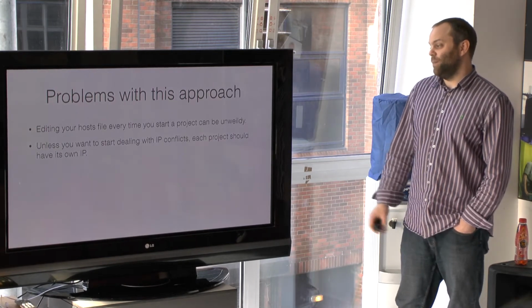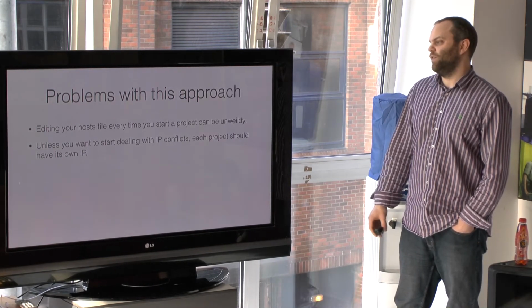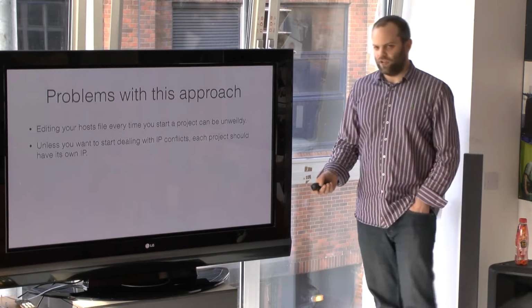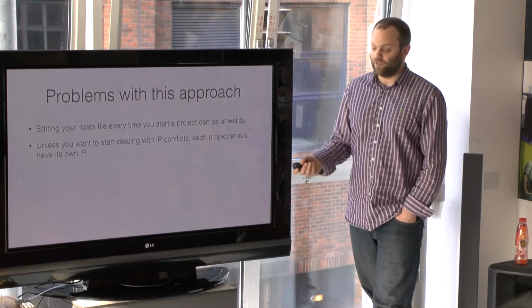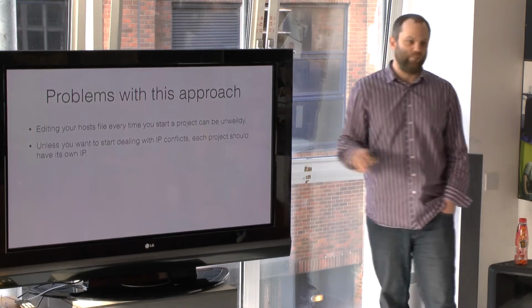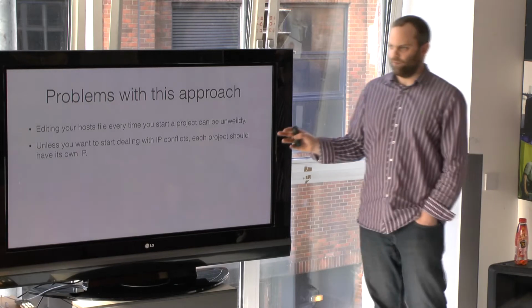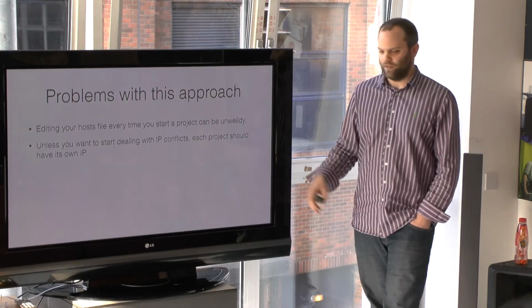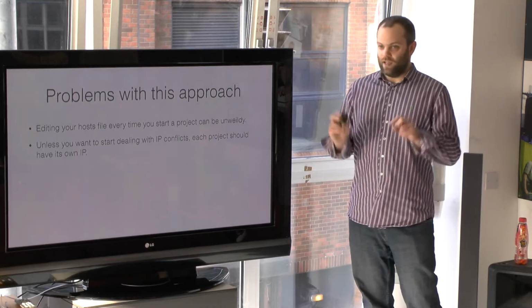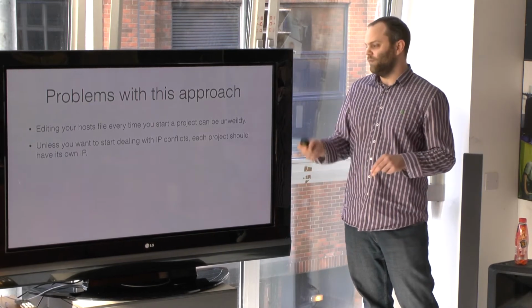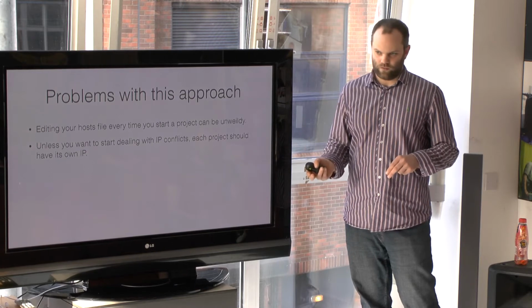Unless you want to start doing IP conflicts, each project should have its own IP. If you have lots and lots of projects, in some cases you may even want to have a couple of VMs running at the same time, right? Maybe you have a web VM, then a database VM, and then a task VM, whatever. There may be cases where you have that. Each of those boxes will need to be assigned its own specific IP address, okay?